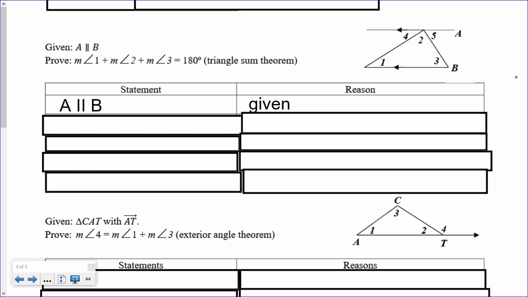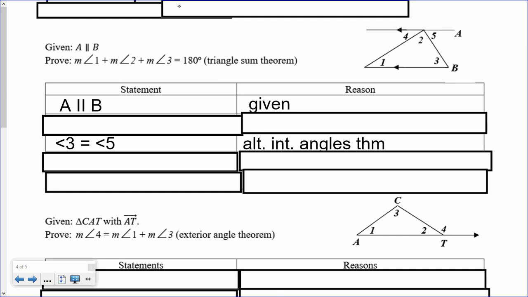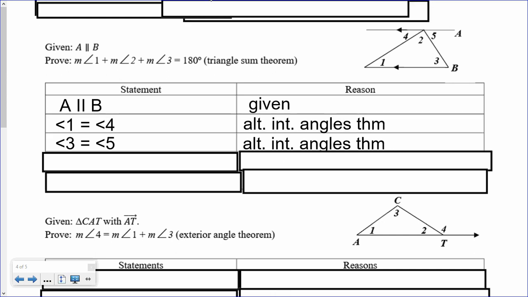5 and 3 are congruent. I believe I put that on my 3rd line, but you can write that on your 2nd line if you'd like. Why would 3 and 5 be congruent? Alternate interior angles theorem. Remember, this is not the converse, this is just the regular theorem, because we're going from parallel to angles instead of the other way around. What's something else I can conclude? 1 and 4. Why? Because of the alternate interior angles theorem. We have 2 different transversals, so 2 different sets of alternate interior angles.